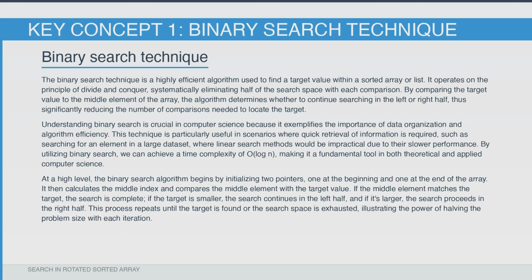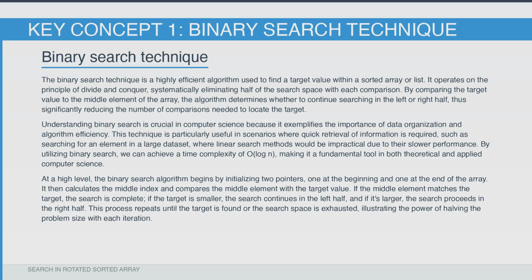To implement binary search, you start with 2 pointers, one at the beginning and one at the end of the array. You calculate the middle index and compare the middle element to your target value. If they match, you're done. If the target is smaller, you continue searching in the left half. If it's larger, you move to the right half. This halving process continues until you either find the target or exhaust the search space.